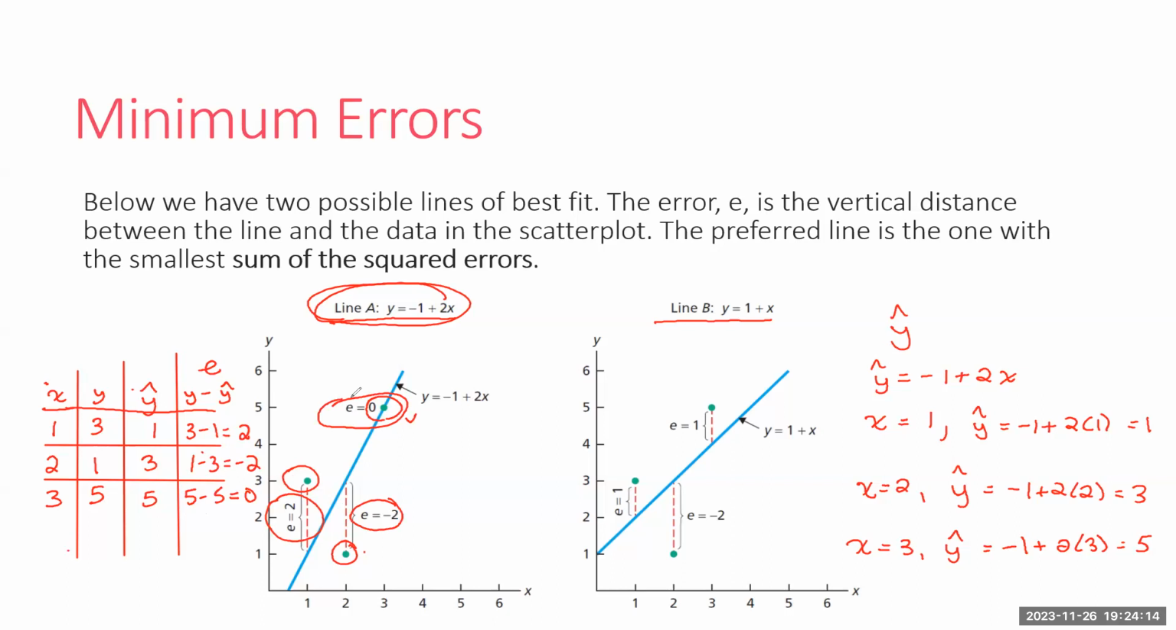So when we're looking for the errors, we're just going through, and we already have x and y. We need to find the y hat for each point, and then we compare those to figure out the errors.